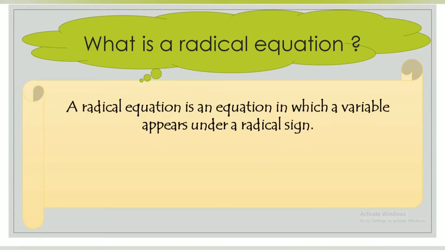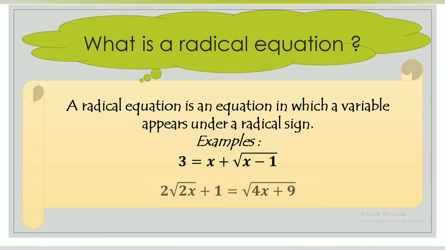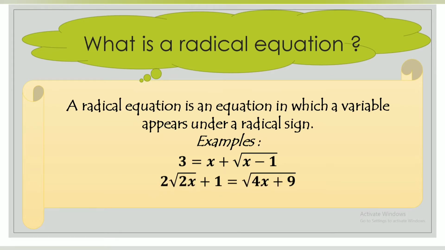A radical equation is an equation in which a variable appears under a radical sign. It means it's not just a radical of a number, so we need to have the variables as your radicand. If your equation doesn't have any variable as the radicand, just numbers, we still don't have a radical equation. So these are the examples. We have this x as the radicand, this is a radicand, and this one is a radicand.